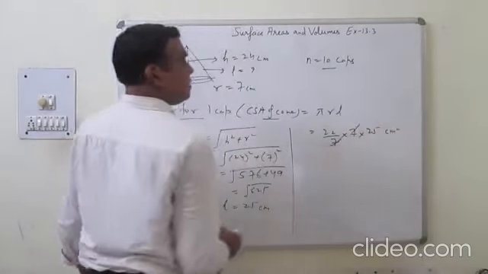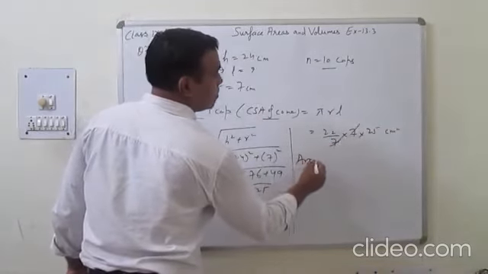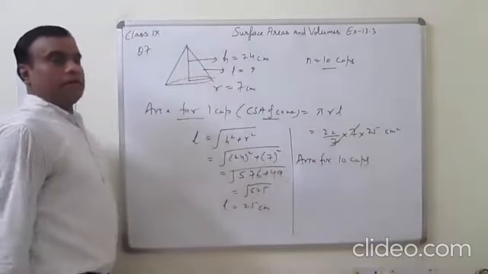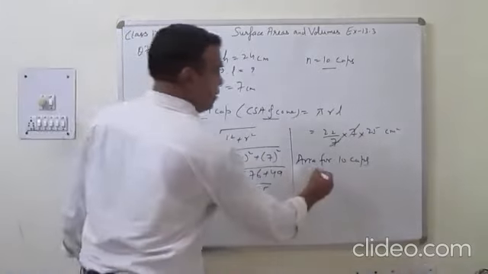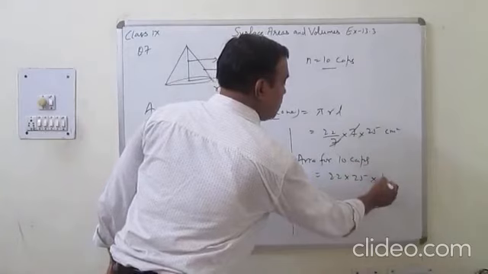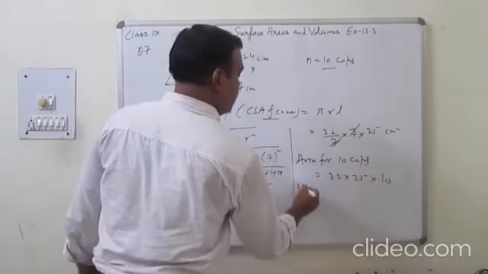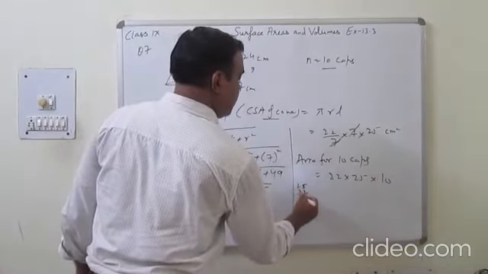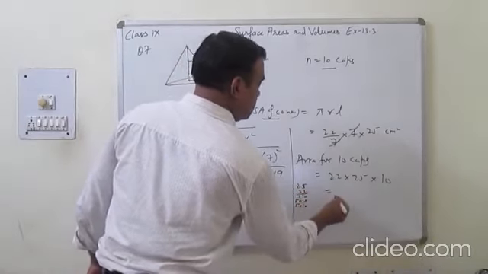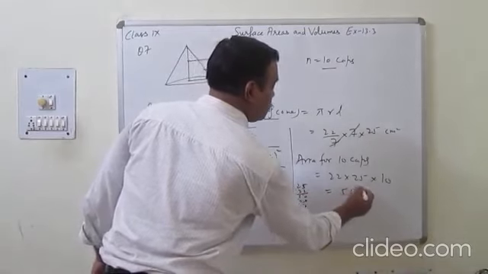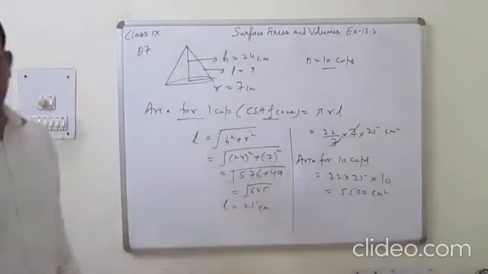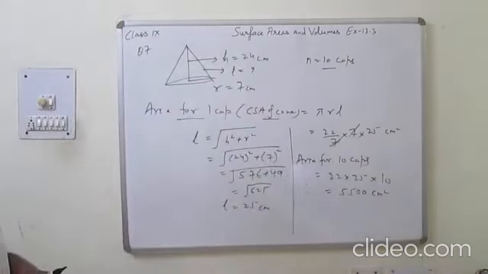This 7 cuts. Area for 10 caps: into 10 कर देंगे. 22 into 25 into 10. So multiply it. 25 into 22, that is 550, into 10 is 5500 centimeter square. This much area is required for making 10 caps.